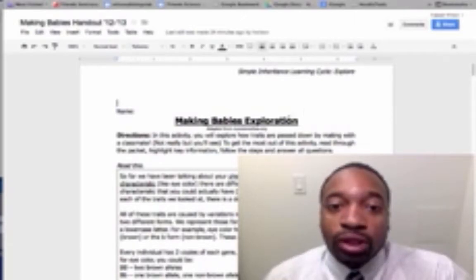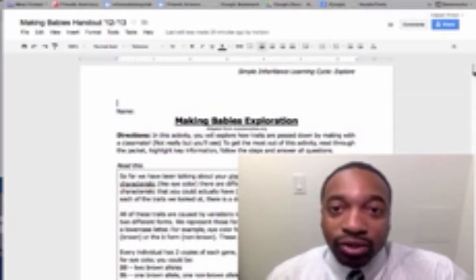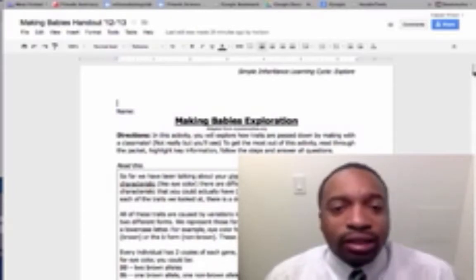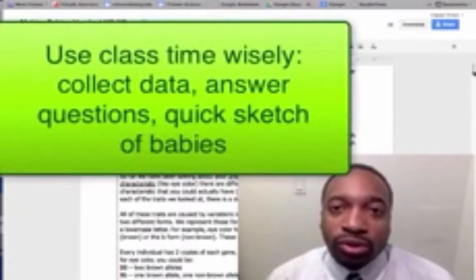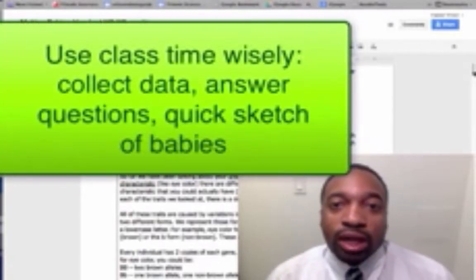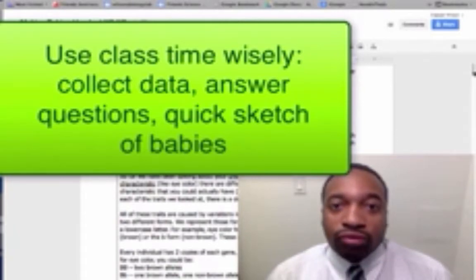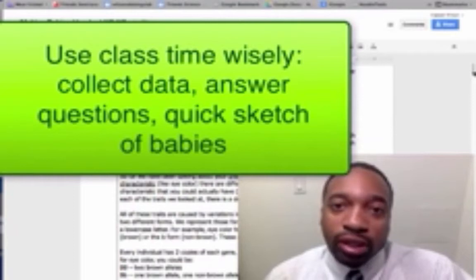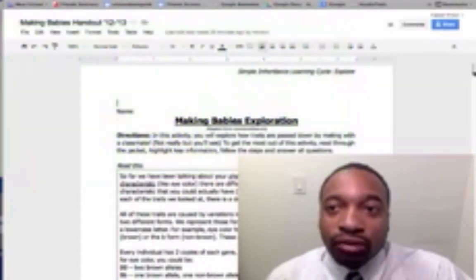So if we look at this making babies exploration, you'll have the opportunity to make your baby and to draw your baby. If you want to spend a lot of time drawing and making it look pretty, please do that outside of class time. You could do that at home. We want to use this time to collect the data, to answer questions, and to get help. So the specific details of the drawing can be done outside of class time.